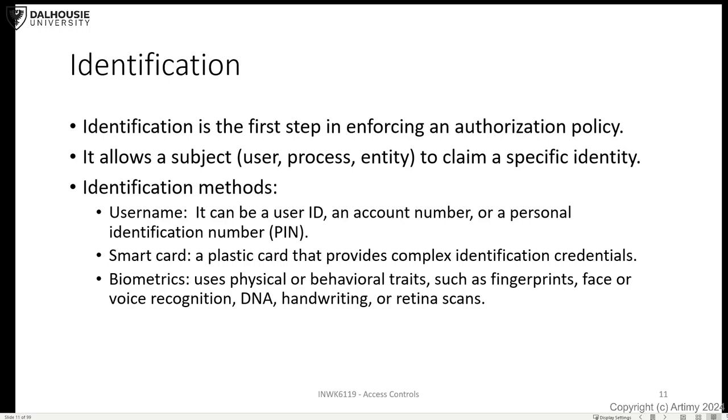Probably if you are a student, you will have your student ID card that you carry with you. You can open doors, you can use it to attend exams, you can sometimes pay with it. So that card will be your identification method. And another identification method is biometrics. These are physical traits like fingerprints or DNA or retina scans. These are something inherent or intrinsic to you that you can use to identify you.